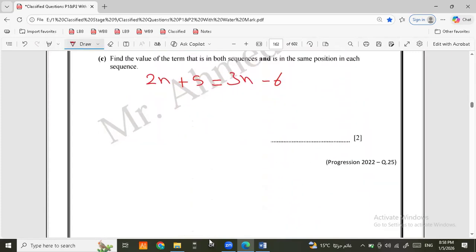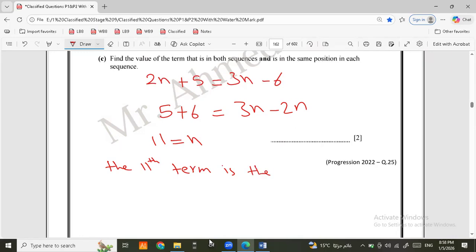And you solve. I take 2n to the 3n side, and I take the negative 5 to the other side, negative 6 to the other side. So 5 plus 6, 3n minus 2n. So 11 equals n. So it is the 11th term. The 11th term is the same in both sequences.